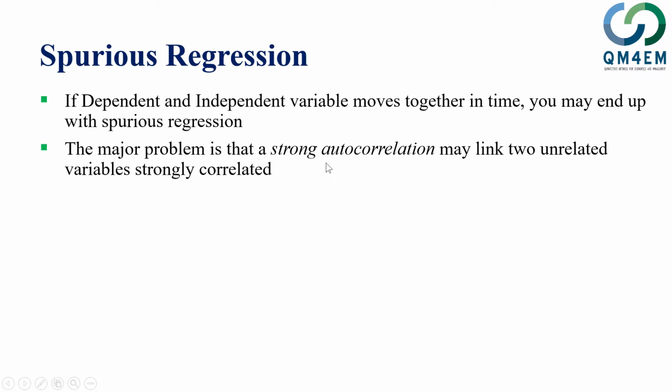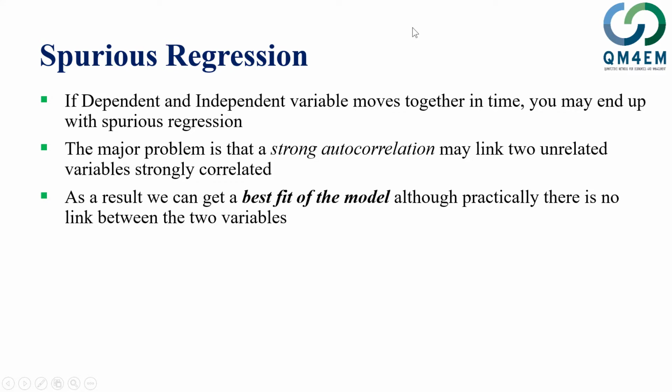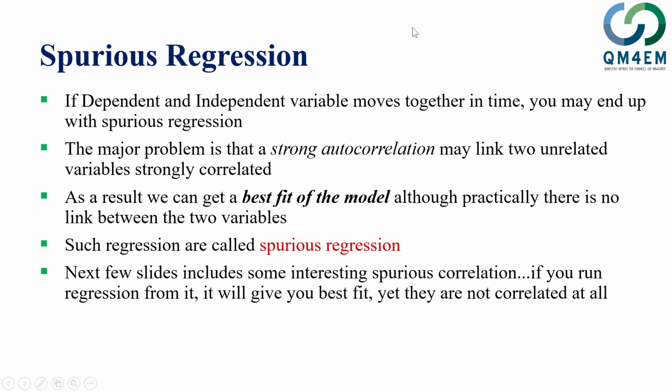Strong autocorrelation links unrelated variables very strongly, and we find a very strong relation or a strong fit between these two variables. We may get the best fit for our model, but practically there may be no relationship between these two variables. Such a phenomenon is called the spurious regression phenomenon, and let me show you some very interesting examples of spurious regression. Although these models may be a very good fit, actually there is no relation between these two variables.